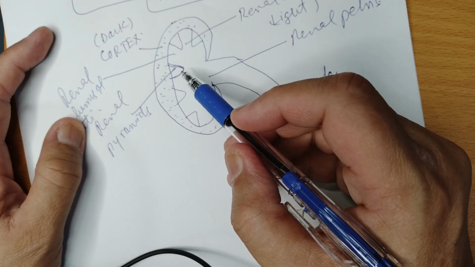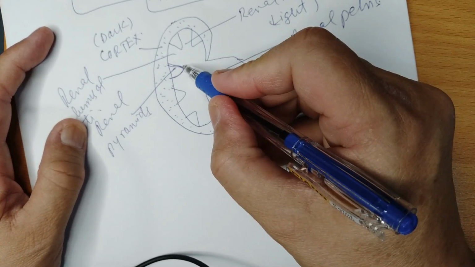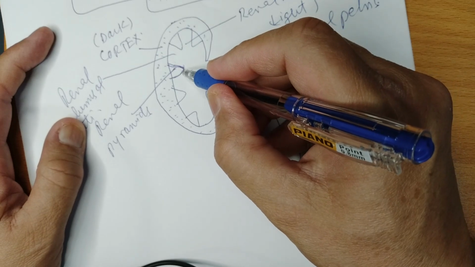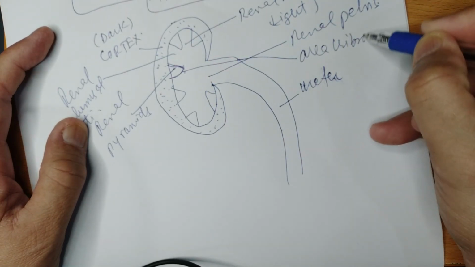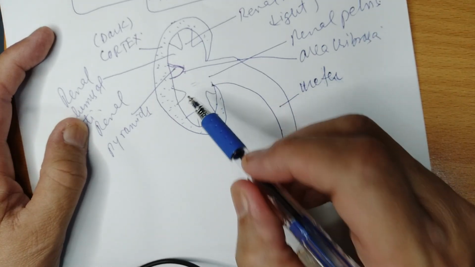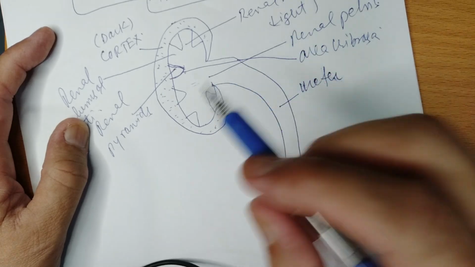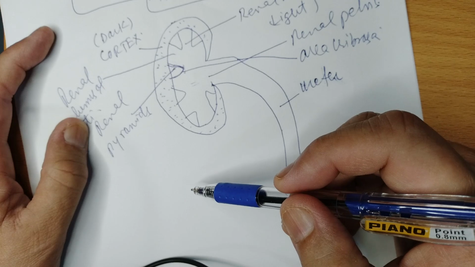The apex of the papilla, at the minor calyces, has small perforations in it, and this is known as area cribrosa, which is perforated by a number of collecting ducts or tubules, which open into the minor calyces, and then they open into the major calyces, which ultimately open into the renal pelvis.